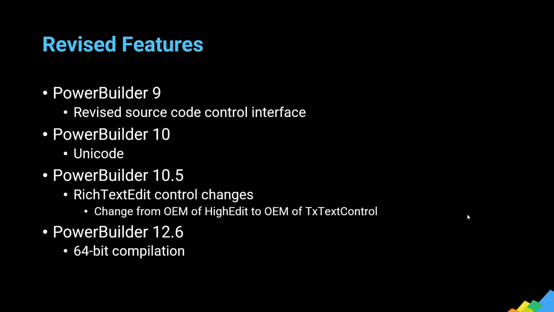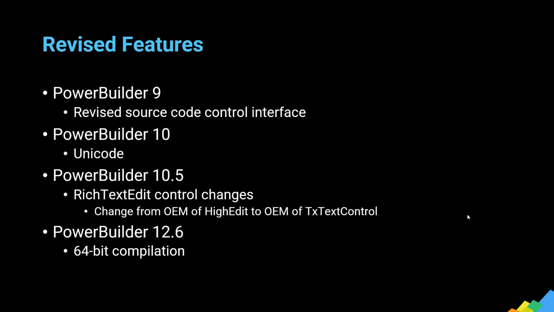In PowerBuilder 9, that's when they introduced the MSSCCI, which is sort of like an ODBC for source control. So PowerBuilder supported the MSSCCI, and then you could use any vendor who also supported MSSCCI. So that opened up the number of source control providers we could use.